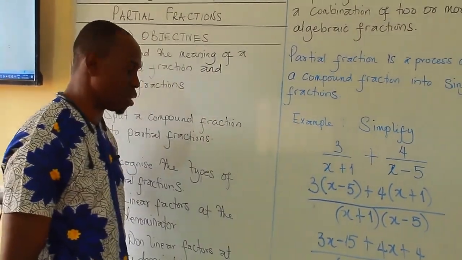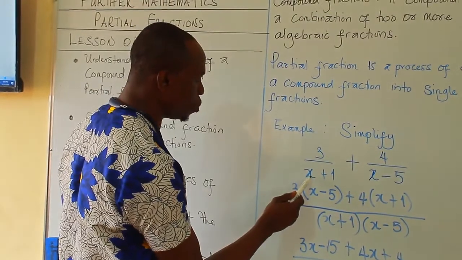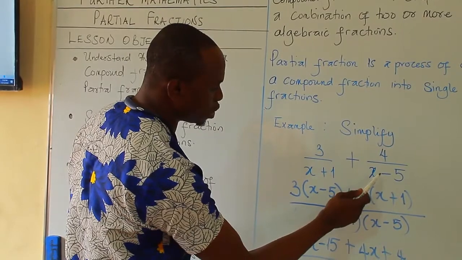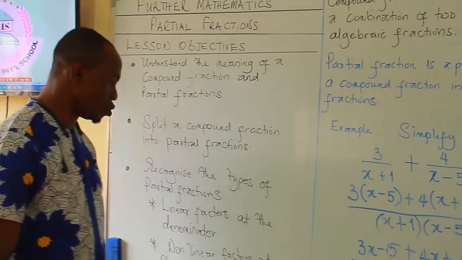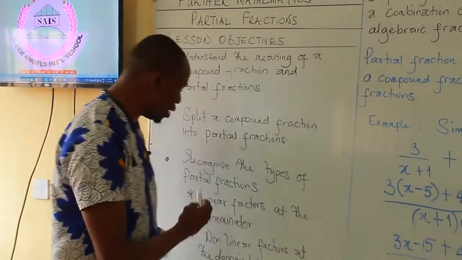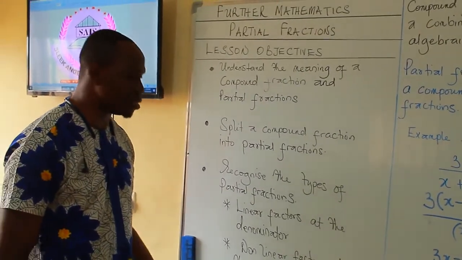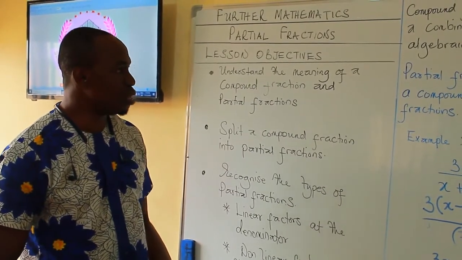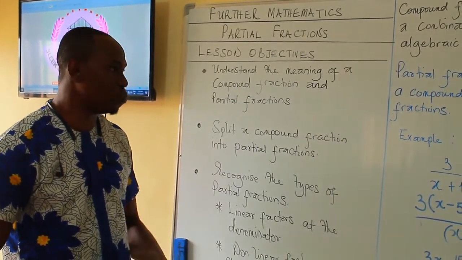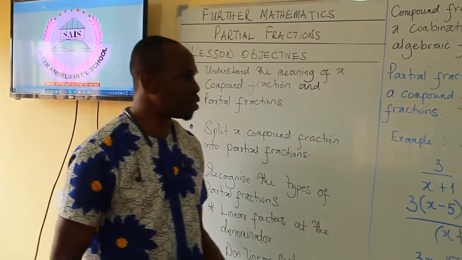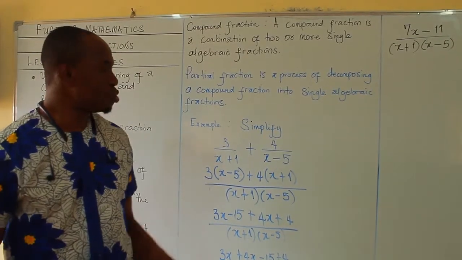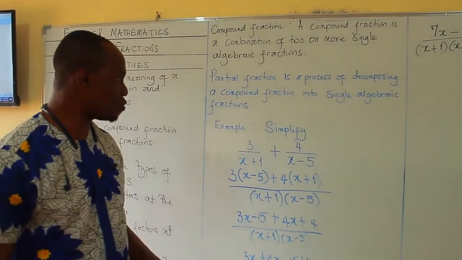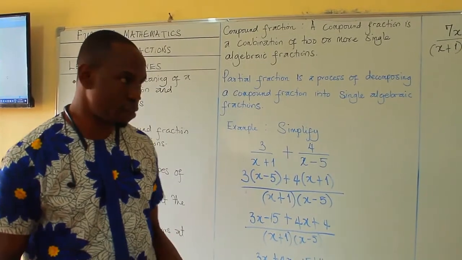We say it is linear because the highest power of the unknown here is 1, and similarly the highest power of the unknown here is also 1. So this is an example of a linear factor at the denominator. So I'm going to use the decomposition process, or the breakdown process, to obtain the partial fraction. We're going to use the decomposition process to split the compound fraction into single algebraic fractions.